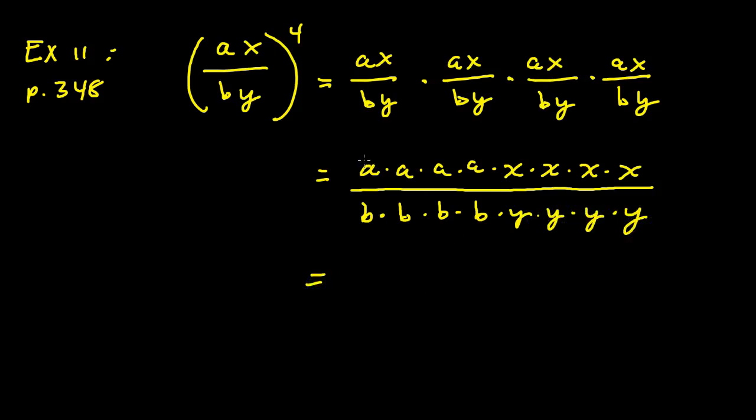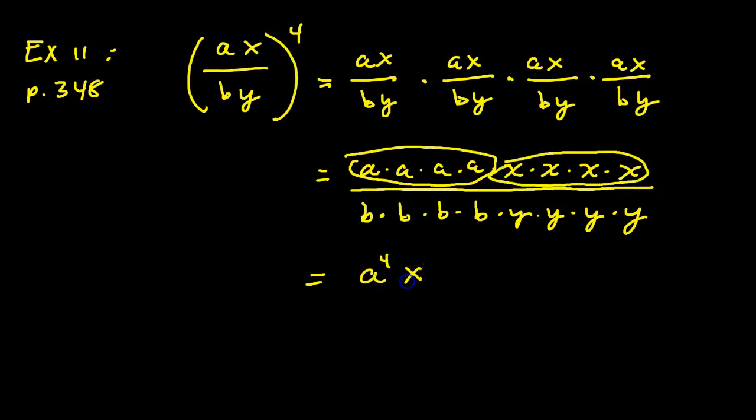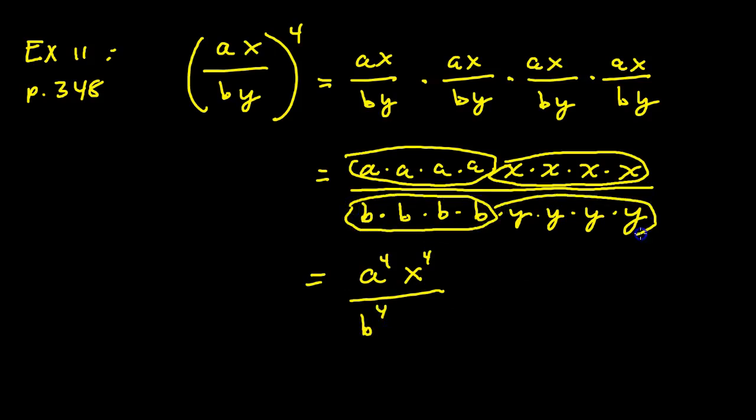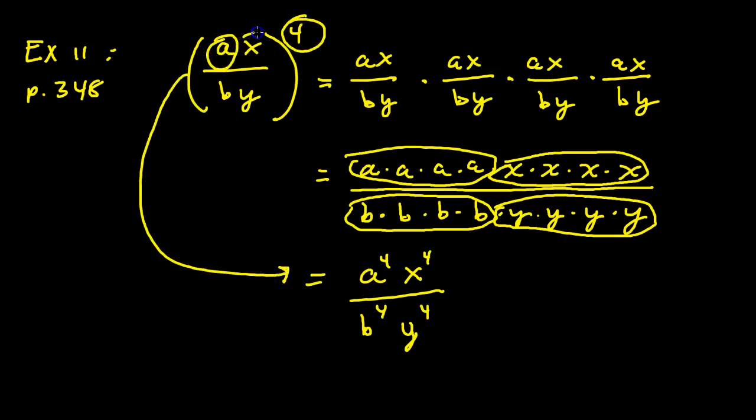All right. And of course, these powers of a I can crunch together and express that as a to the 4th power, times 4 factors of x can be simplified as x to the 4th power. Downstairs, 4 factors of b, it's b to the 4th power, and 4 factors of y is y to the 4th power. So what have we done here? Well, we've really taken this exponent and distributed it over all factors in this product and quotient.